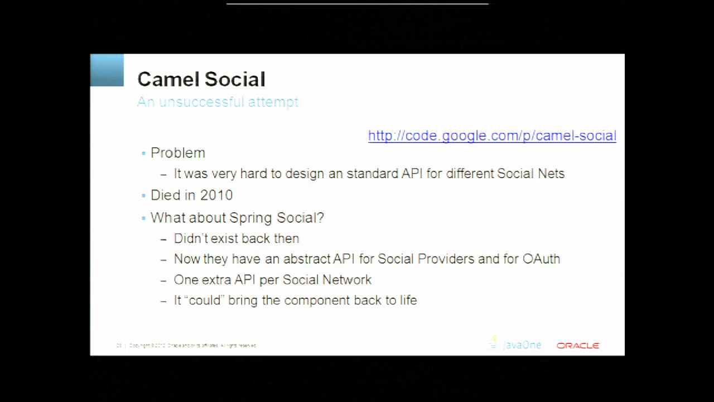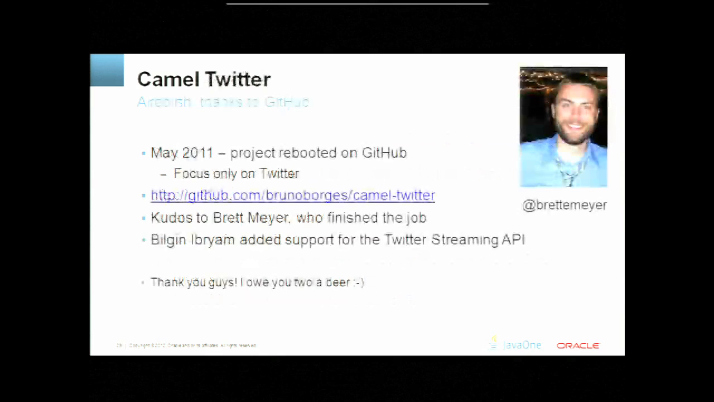It could bring the component back to life. If some of you are interested in this project, I welcome you to get the code and try to finish it. But this guy, he was thinking like me. It's not easy to do an abstract API for every social network. So he sent me an email and asked me to upload the code to GitHub so we could work together. And the original code is on my GitHub.